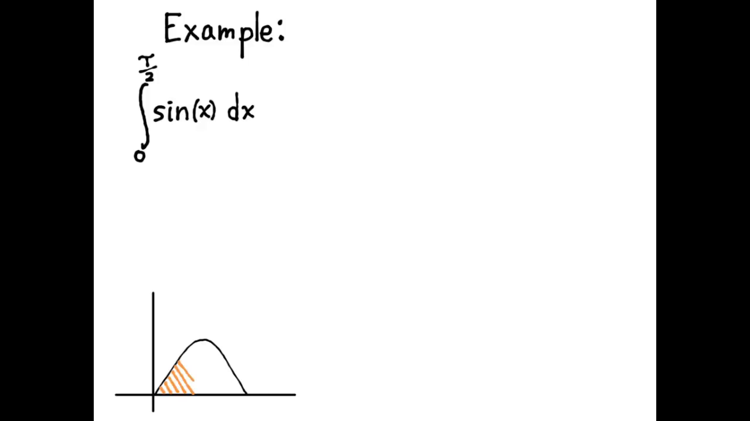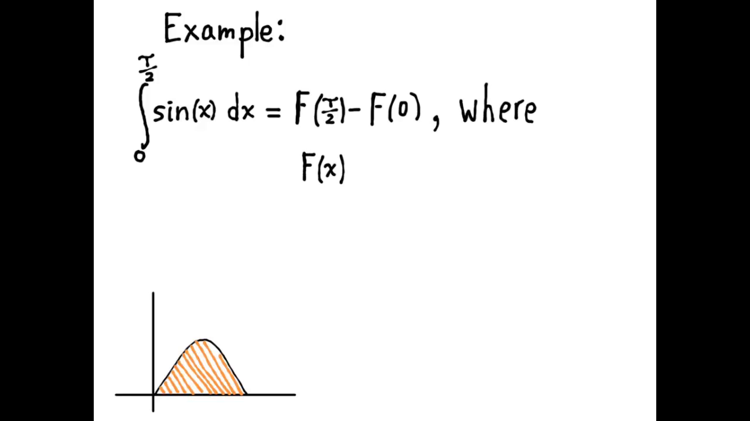Let's look at another example, a little more sophisticated. Suppose we want to find the area under one lobe of the sine function, the integral from 0 to tau over 2 of sine of x dx, or the integral from 0 to pi. It's this orange region over here. Well, we know that that's going to be F of tau over 2 minus F of 0, where capital F is an antiderivative of the sine function.